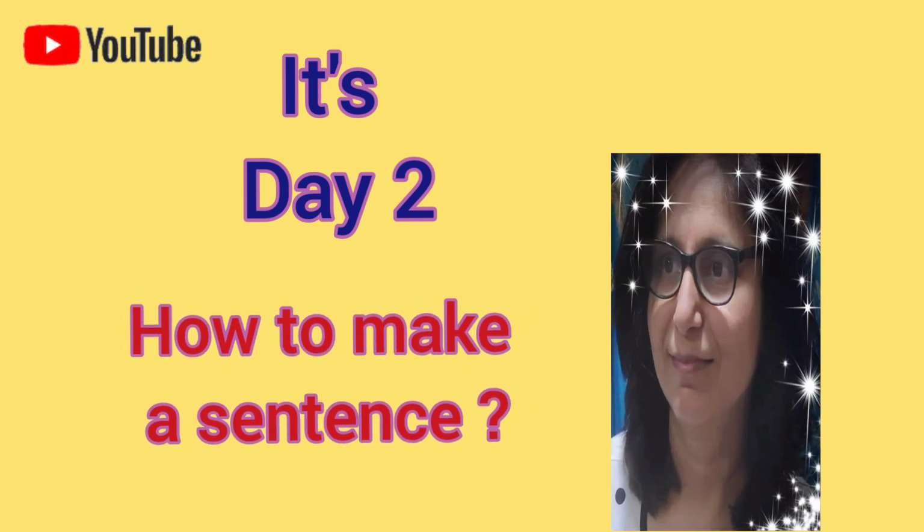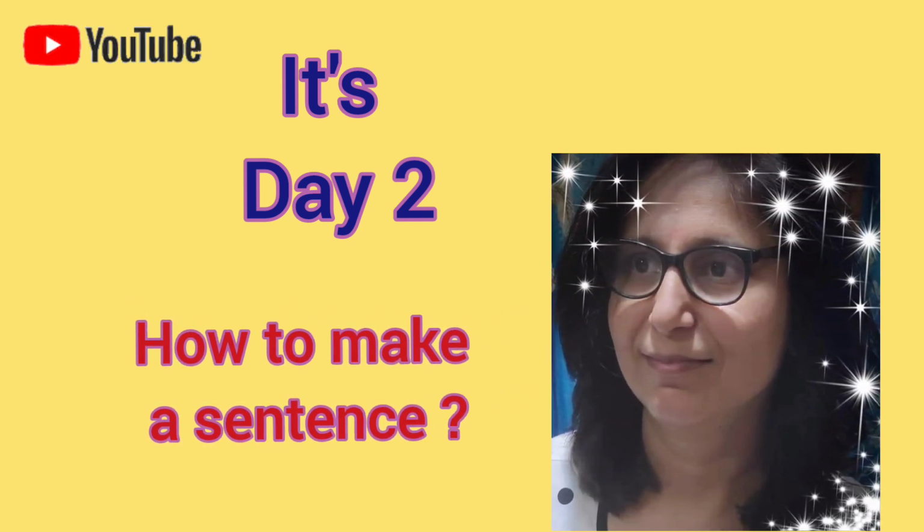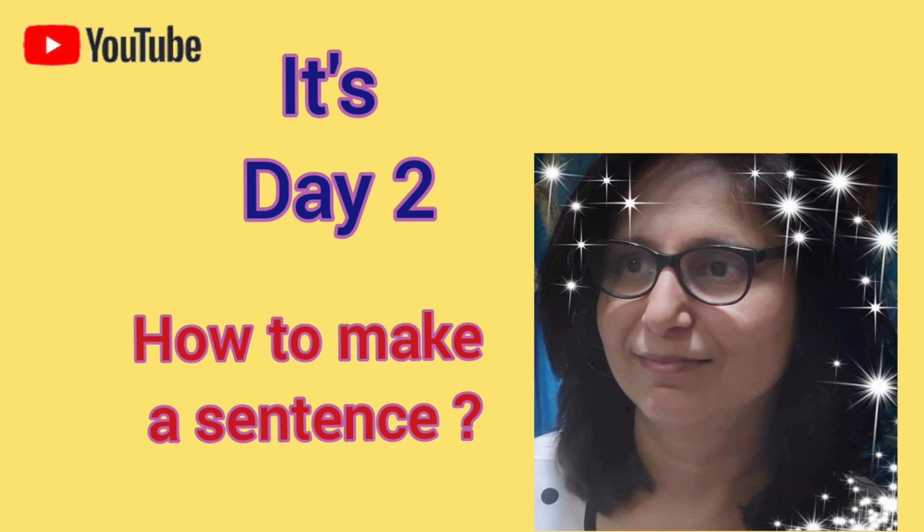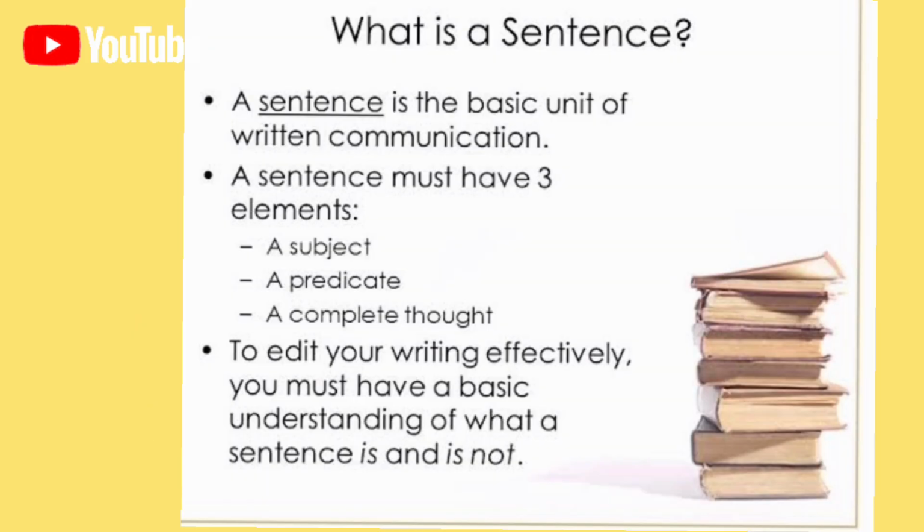It's day 2 today, and today we will learn how to make a sentence. What is a sentence? A sentence is a basic unit of written communication. A sentence must have three elements: a subject, a predicate, and a complete thought. To edit your writing effectively, you must have a basic understanding of what a sentence is and is not.